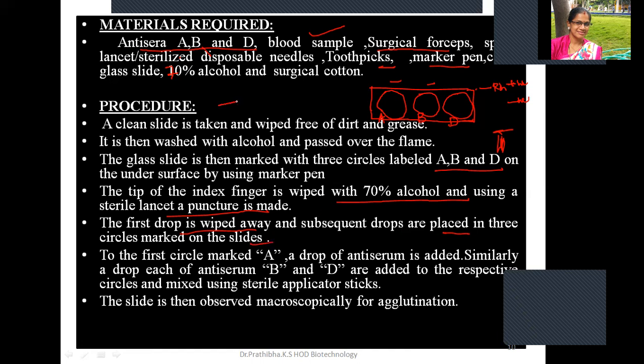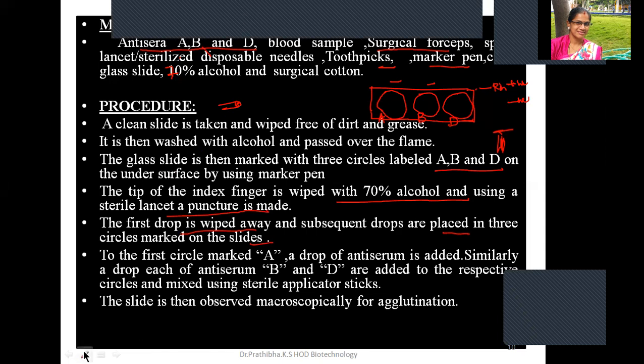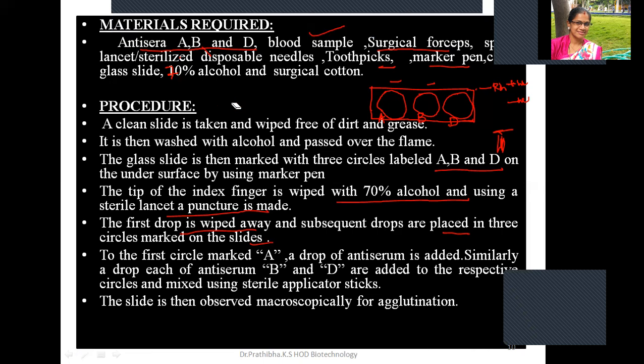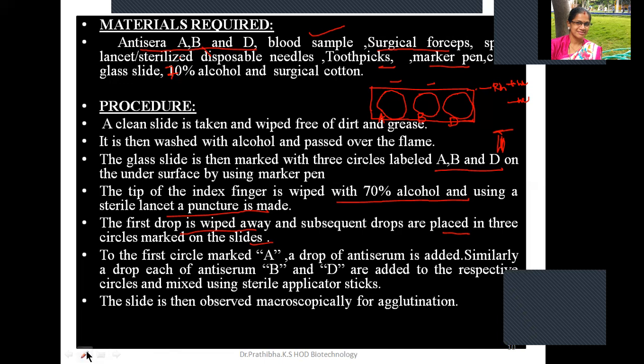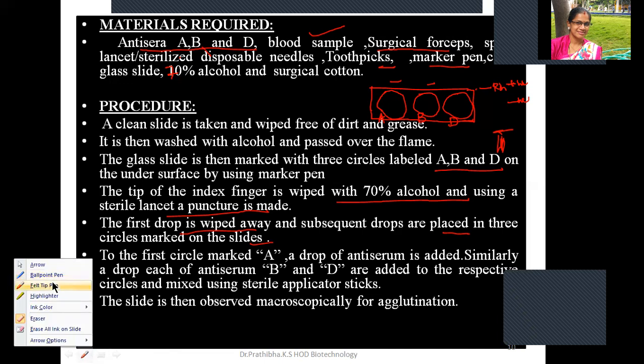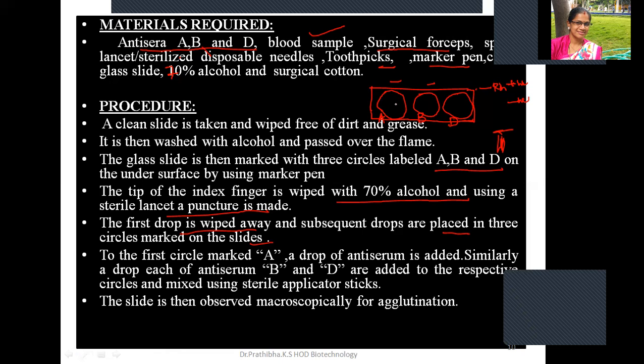Once you prick your finger, what are you going to do next? You are going to take the drop of blood and put that in the first circle, then go for the next circle, then the next circle here. First, you place the first drop here, then the second drop, and the third drop, by keeping your finger vertically.